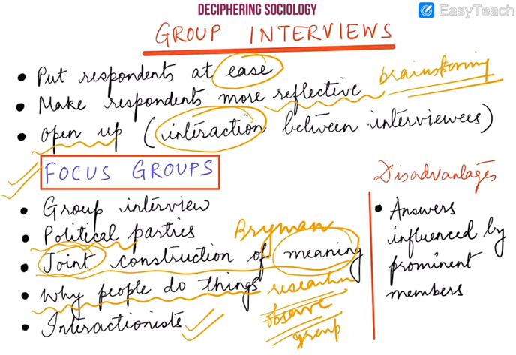However, there is a disadvantage that the answers given may be influenced by the most prominent members, and therefore they are sometimes not effective because a respondent does not give his or her original answer but is influenced by the prominent answer and changes his or her answer.